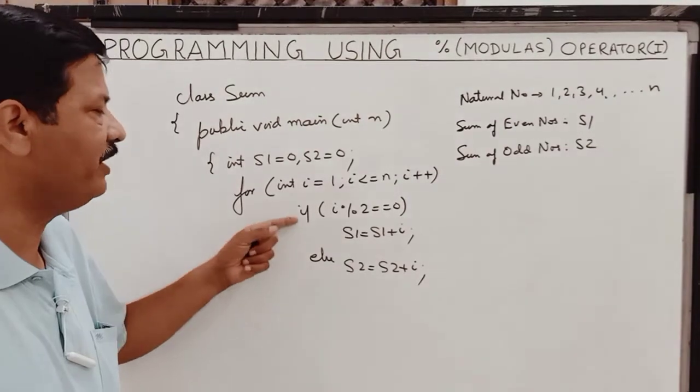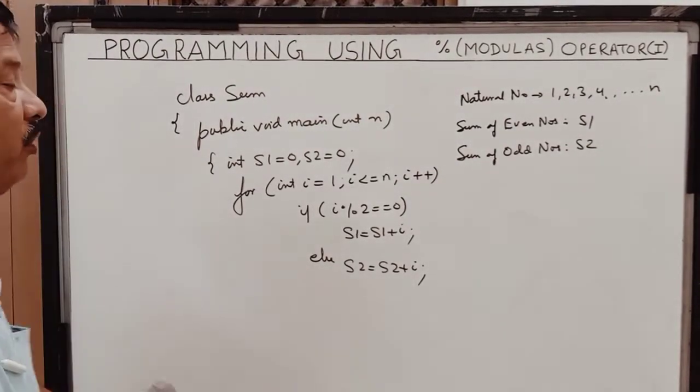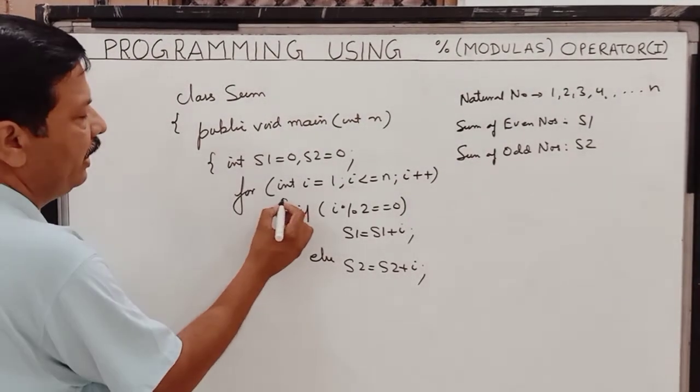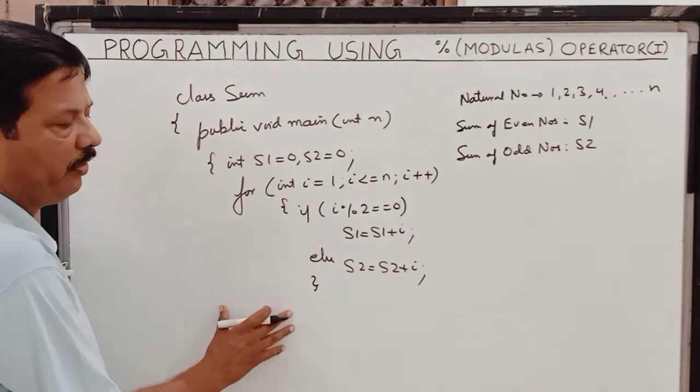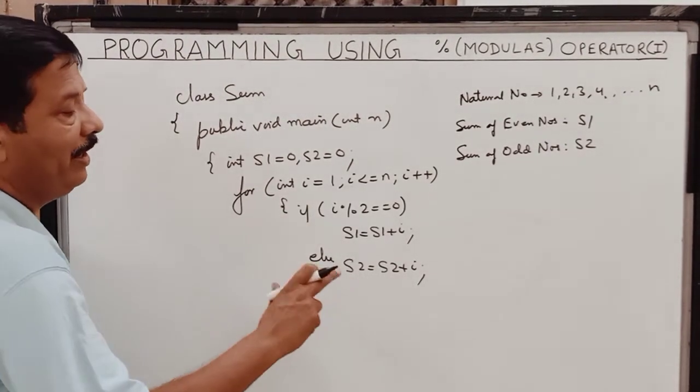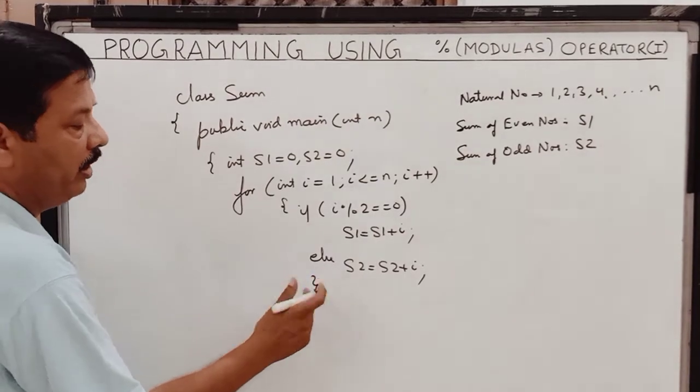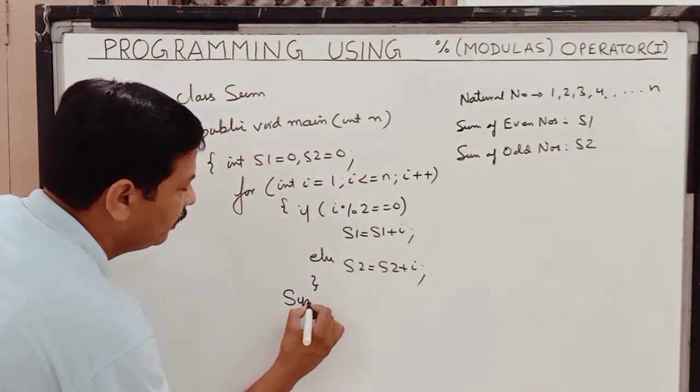Now children, this is one statement. If else is one statement, so the braces is not required. Even if I am putting it, this braces is not required. Now I get the sum of even numbers in S1 and sum of odd numbers in S2, which I write here as output.